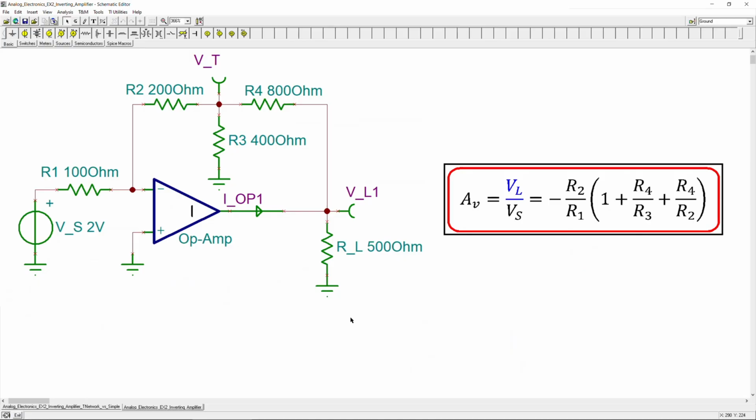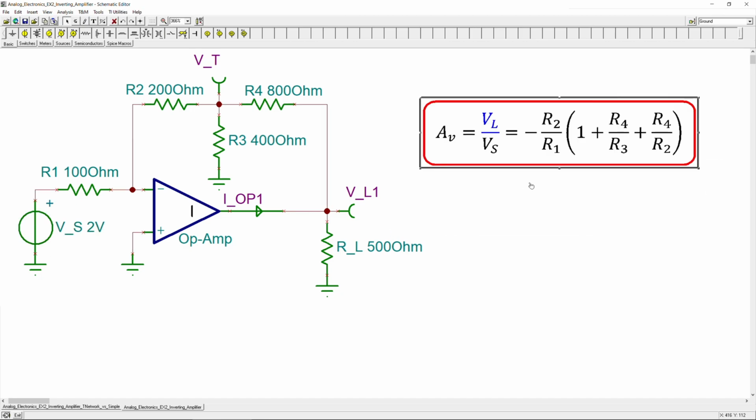All right, we are now here in the simulator. This is the actual circuit we began with for this example. You can see the 100 ohm, the 200 ohms, the 400 ohms, the 800, and the load of 500. This is the 2 volt V source, and this is the expression for the gain for this circuit, the voltage gain.